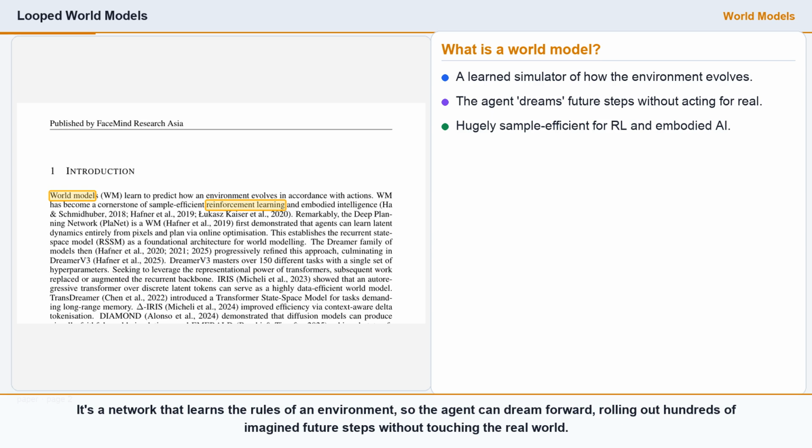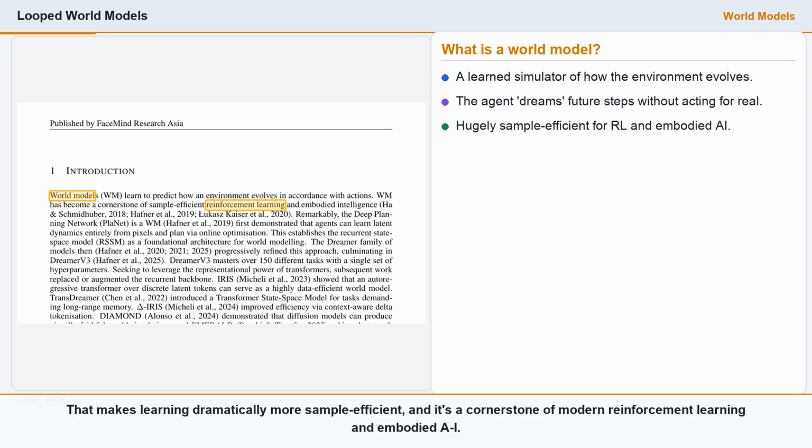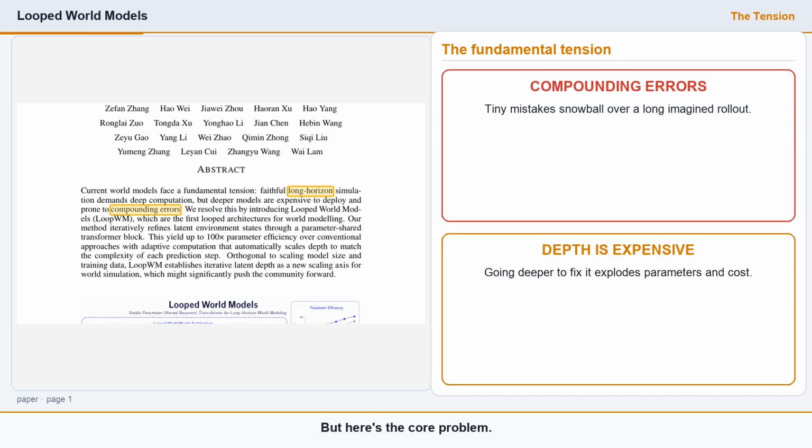First, what's a world model? It's a network that learns the rules of an environment, so the agent can dream forward, rolling out hundreds of imagined future steps without touching the real world. That makes learning dramatically more sample efficient, and it's a cornerstone of modern reinforcement learning and embodied AI. But here's the core problem.